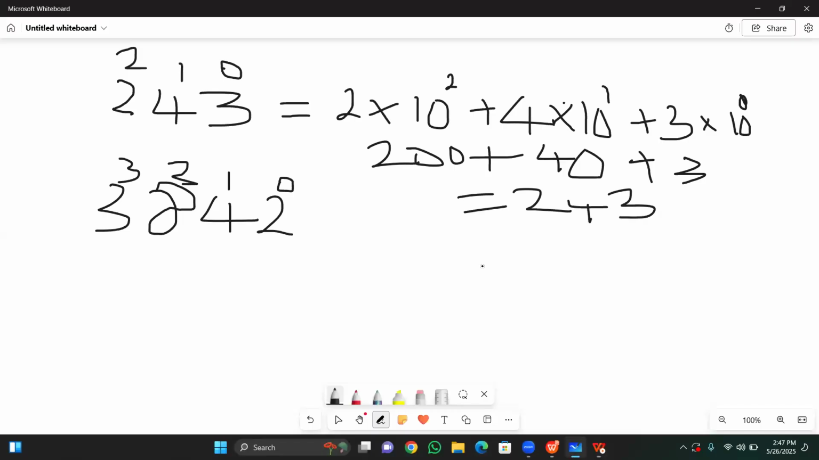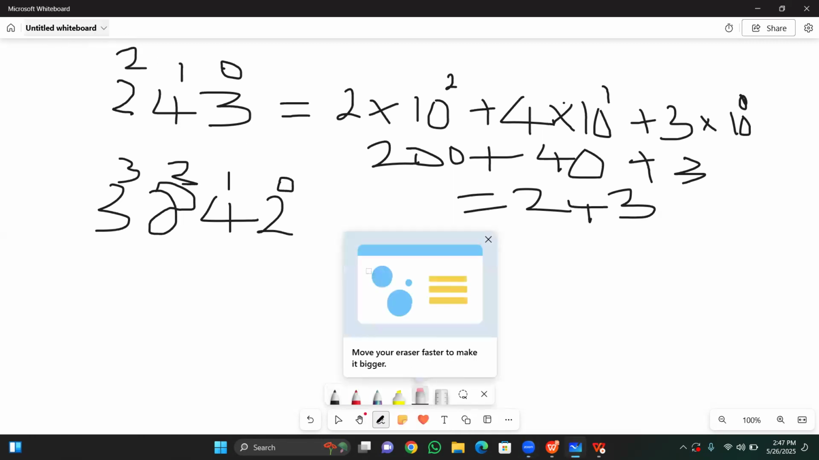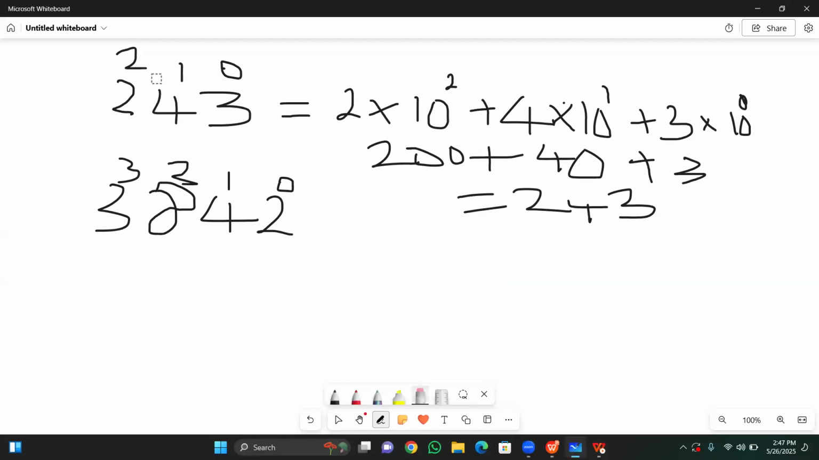Let me go to my board. I'm actually going to erase. Don't mind, this is very slow. I think this is the first time I'm using this. But don't worry, as I get used to it, I will be faster.